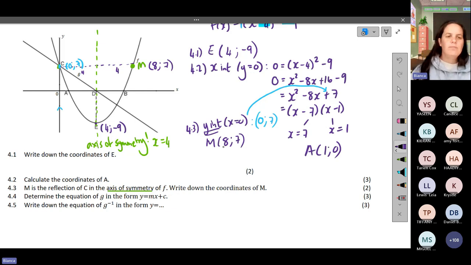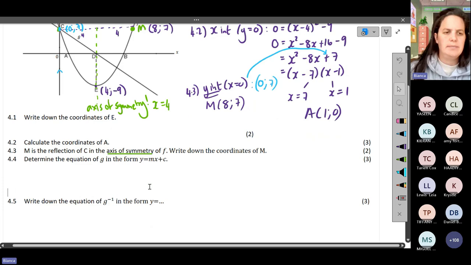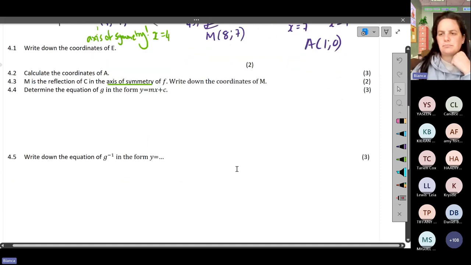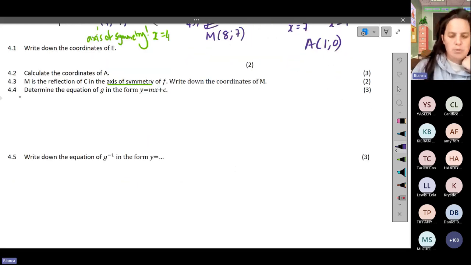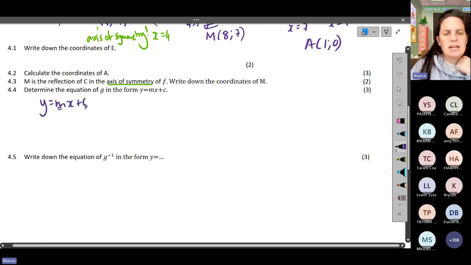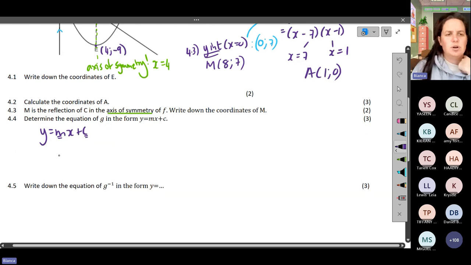All right, 4.4, it says determine the equation of the straight line. We haven't really done this, but it is a bit of grade 9 work. So our straight line, remember your formula, y equals mx plus c, that's your gradient, that's your y-intercept. We have the y-intercept here of 0 and 7, okay? So you've got your y equals mx plus 7. All I need to do now is work out the gradient.